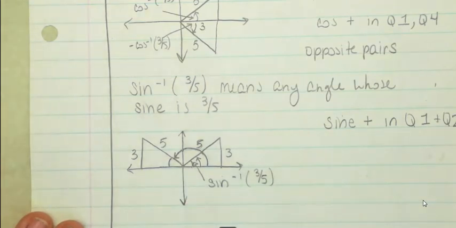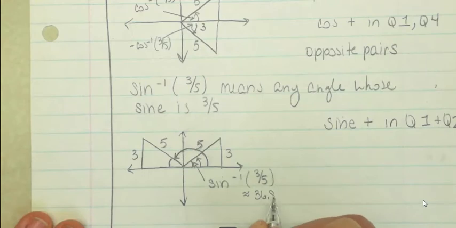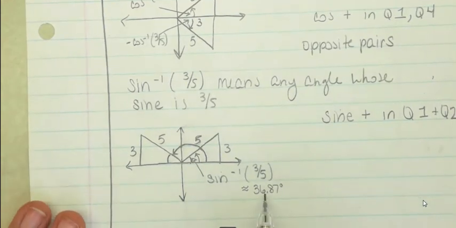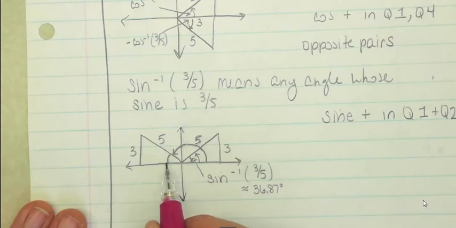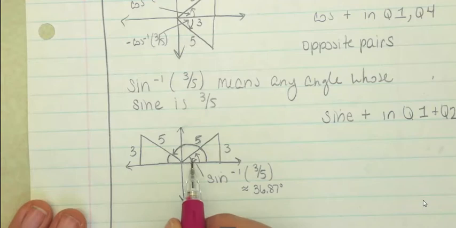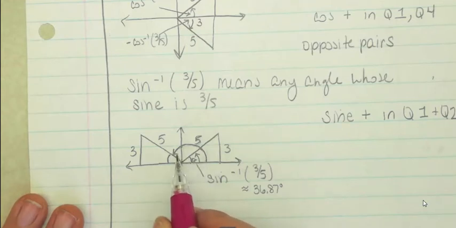So if we're being exact about this, sine inverse of 3/5 is approximately 36.87 degrees. I'll use that just to kind of help us make some sense out of this. So this angle right here is 36.87 degrees. Well, so is this angle right here, right? They're both reference angles. Okay, so we can say that one of the angles where sine of that angle is the ratio 3 over 5 is 36.87, but the other one is the supplement of that.